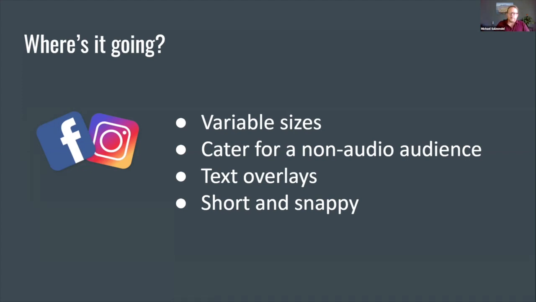Also, think about a non-audio audience, so an audience who perhaps has their audio turned off by default. This is often the case if people are moving around, they're in public, or they're in a meeting, or wherever they are, and they just want to keep their audio off. So we need to make sure we can grab their attention, even if their audio is off. How do we do that? Primarily with text overlays, just on top of the visuals to explain more of what's going on, using captions and whatnot. And then we need to keep things short and snappy on social media.